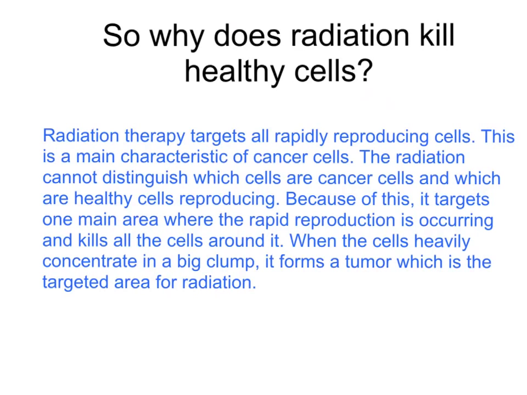Because of this, it targets one main area where the rapid reproduction is occurring and kills all the cells around it. When the cells heavily concentrate in a big clump, it forms the tumor, which is the targeted area for radiation.